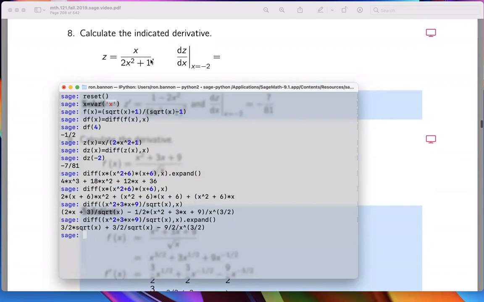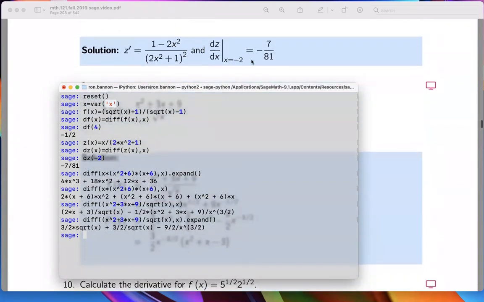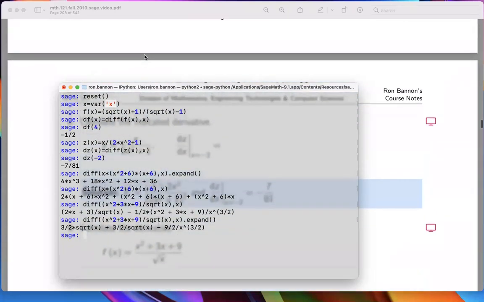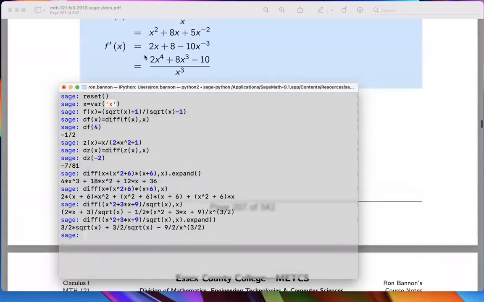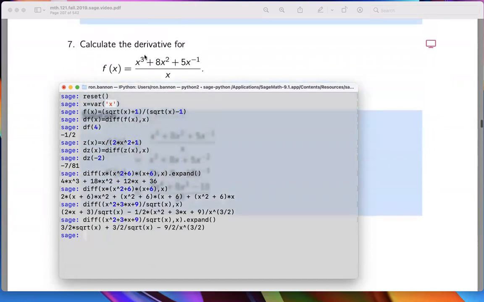That looks familiar too, doesn't it? It's this problem right over here. And evaluate it at -2. Let's see how we did. Yeah, -7/81. We did that problem. Again, we're kind of scrolling back, looking at problems, and we'll see if I've learned anything.